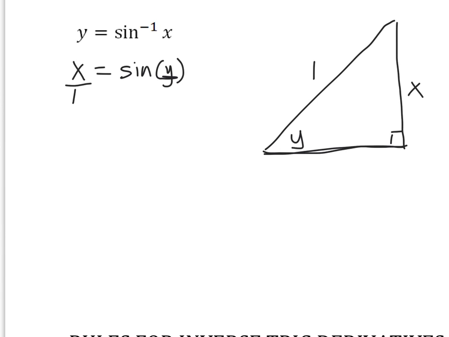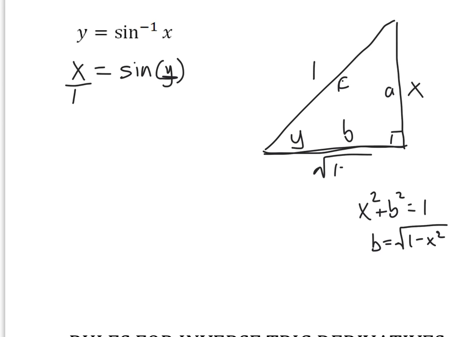If I think of this as a, b, and c, we know a squared plus b squared equals c squared. So if I wanted to find this length, x squared plus b squared is equal to 1. If I solve for b, I get that b is equal to the square root of 1 minus x squared. I skipped a bunch of steps there, but that's the idea. I'm going to call this length the square root of 1 minus x squared, and we're going to need that later.